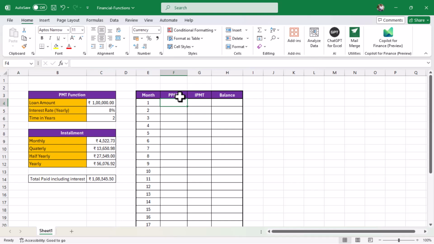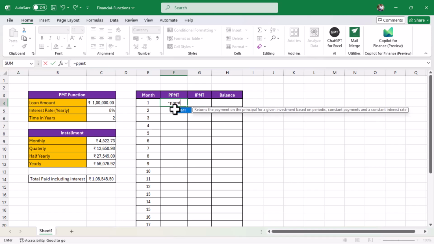So for this we'll use a function of Excel called PPMT. So we'll say equal to PPMT, open bracket. Now it is asking me the interest rate. Now this is the interest rate, but I want to find out for the period, so I will divide it by 12, comma. Then it is asking me the period for which I want to find out the principal amount, so I'll click over here, comma.